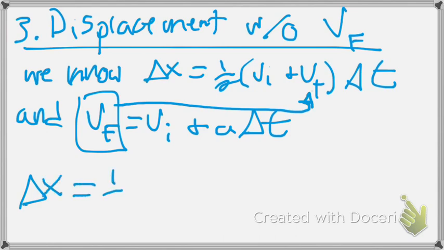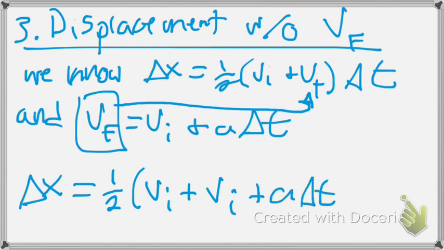Change in x equals 1/2 times velocity initial plus velocity initial plus acceleration times change in time, all times change in time. As you said, not the prettiest equation. It's about to get uglier, though. It has to get worse before it can get better, okay? Okay, so wipe the screen.